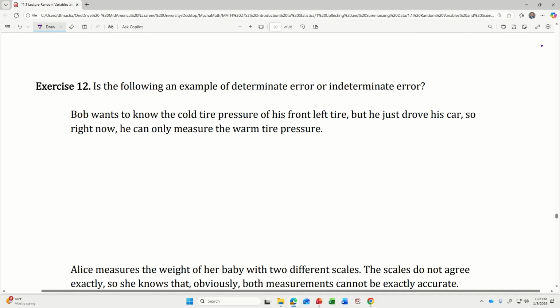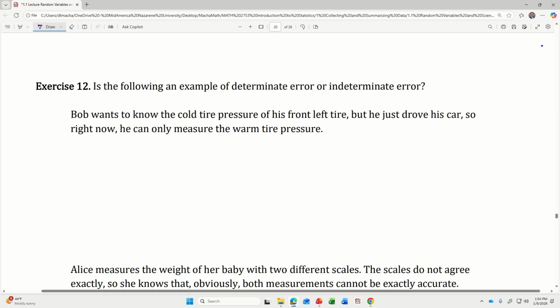Bob wants to know the cold tire pressure of his front left tire. But he just drove his car from Tulsa, Oklahoma to Olathe, Kansas. So he can't measure the cold tire pressure. His tires are hot. If he measures the warm tire pressure, is this determinate error or indeterminate error? It's determinate. Because you know that the warm tire pressure is going to be higher or lower? Higher. Hot tires means a higher pressure.